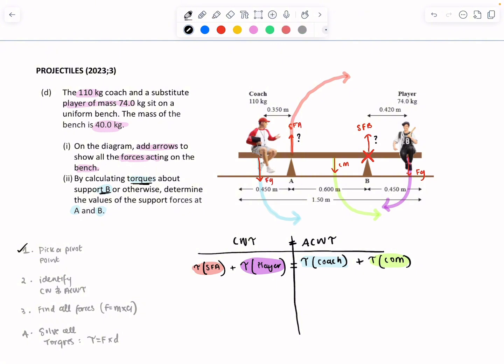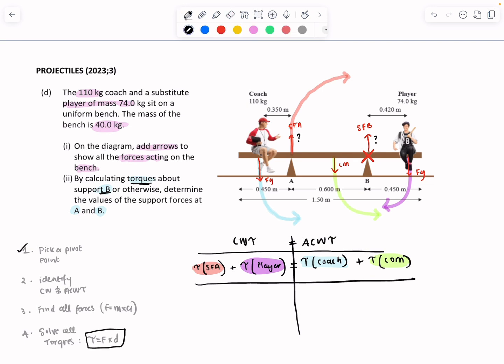Okay, so now that we've identified everything, we've identified our anti-clockwise torques and all of our clockwise torques, we need to flesh out these equations, okay? So we need to write the torque force for support force A. We need to write the torque equation for the player, and so on. So the equation for torque is on your formula sheet.